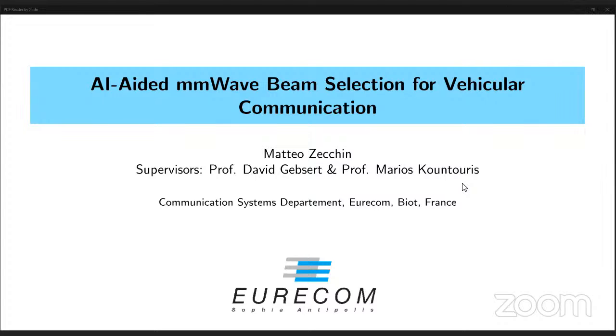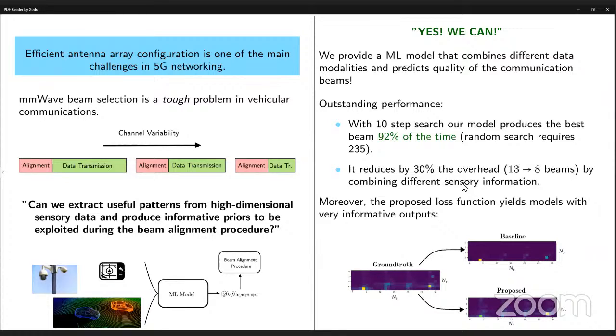Hi, everyone. I'm Matteo Zecchin, a PhD student from the Communication System Department of Eurecom under the supervision of Professor David Gesbert and Marios Kountouris. And this is my solution for the millimeter wave beam selection problem. One of the main challenges in 5G networking is efficient antenna reconfiguration, and a particularly tough instance of this problem is millimeter wave beam selection. Due to high channel variability, this kind of procedure introduces a high overhead in communication. On the upside, in this particular scenario, there is the potential benefit of leveraging high dimensional data, such as images or LiDAR sensors.